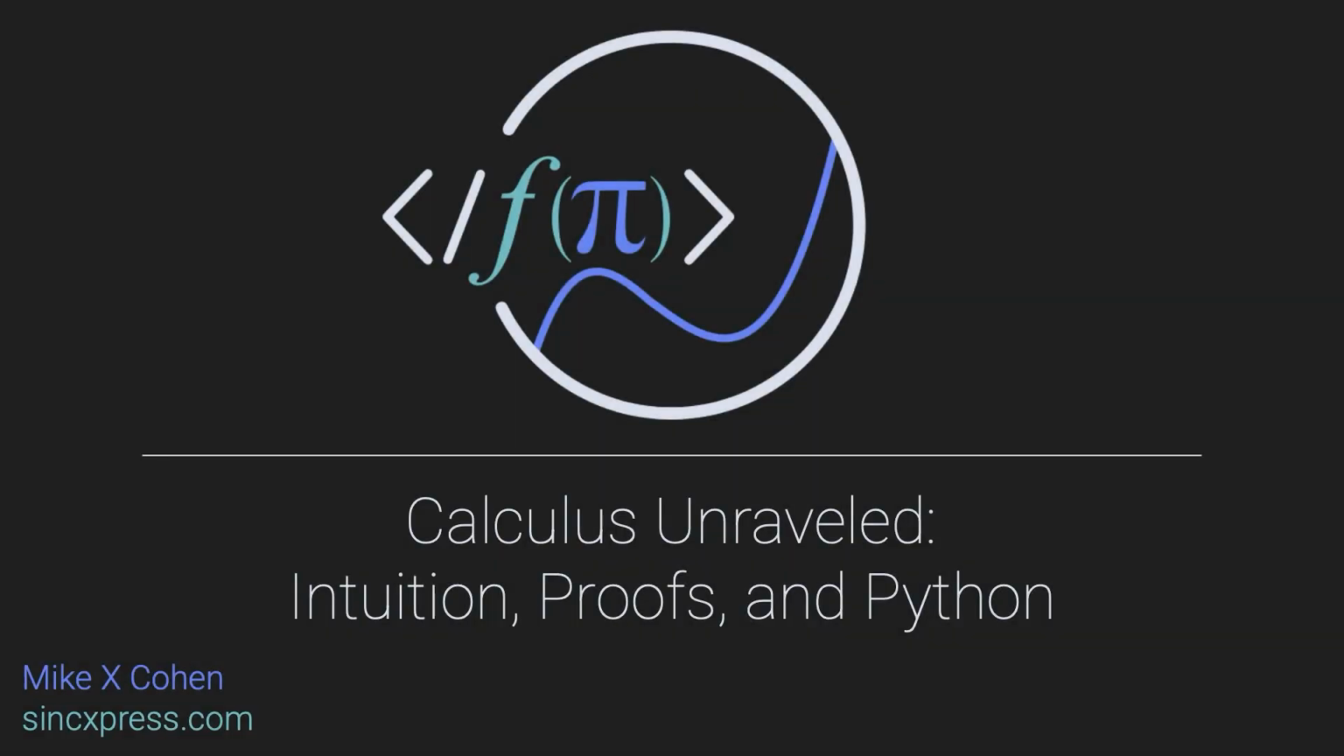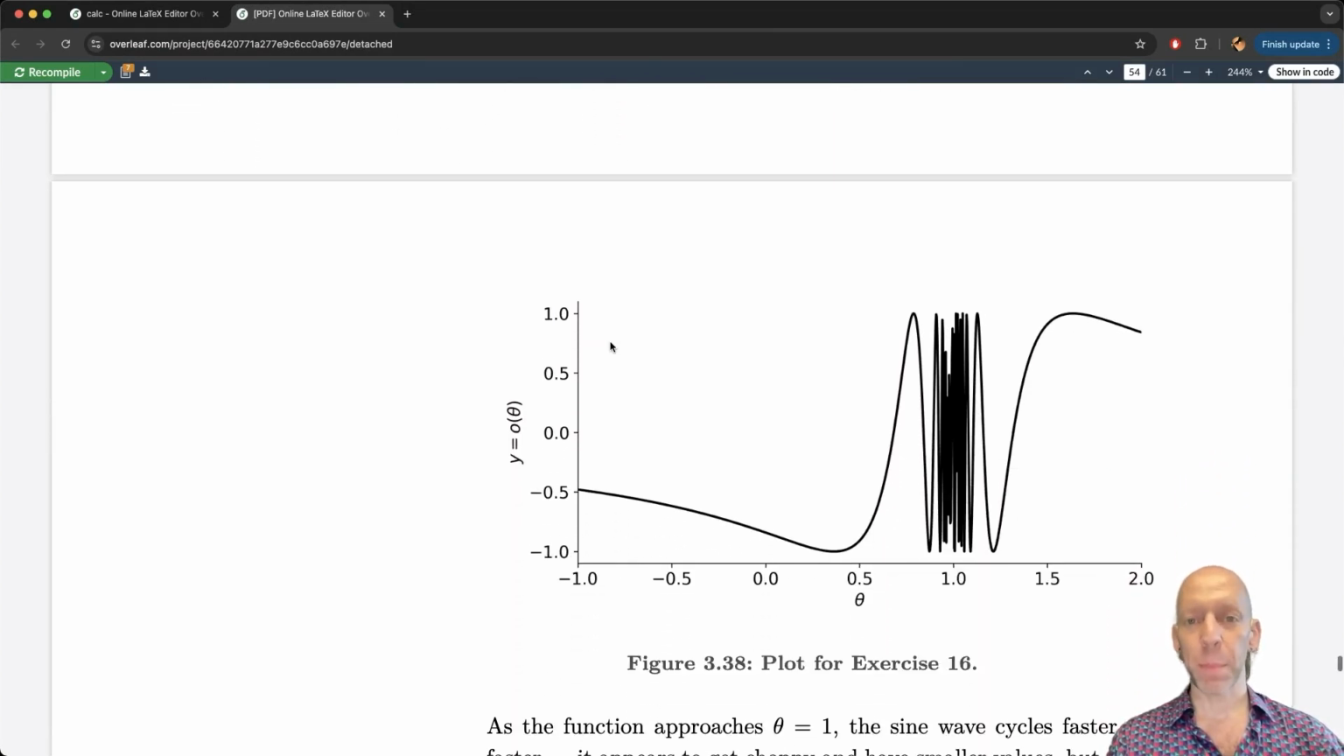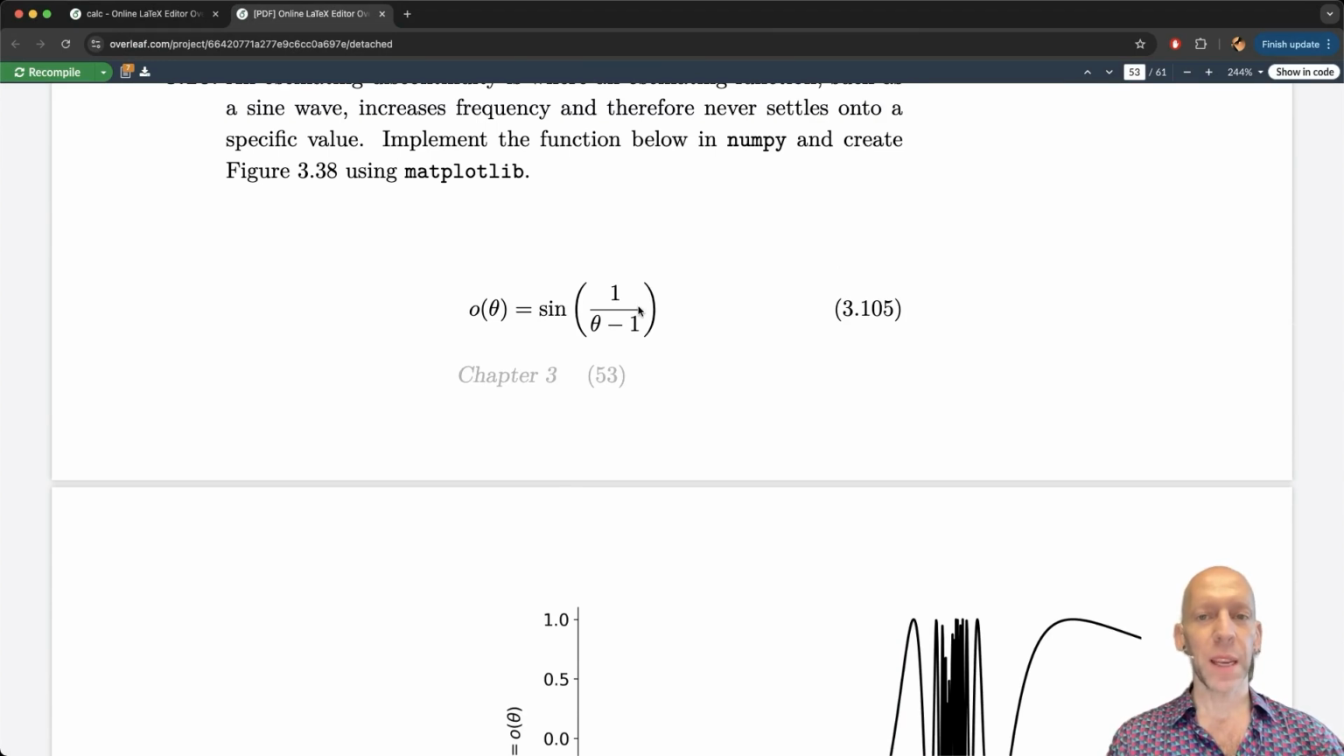Exercise 16 is focused on oscillating discontinuities. So in particular, you will see an example of an oscillating discontinuity, implement this in NumPy and then visualize it in Matplotlib. Okay, so here is the function. It's the sine of 1 over theta minus 1.